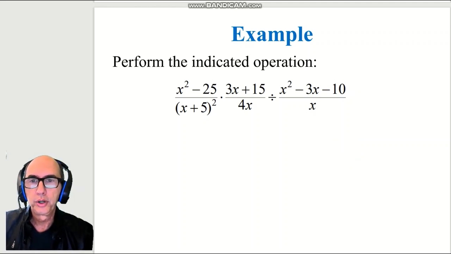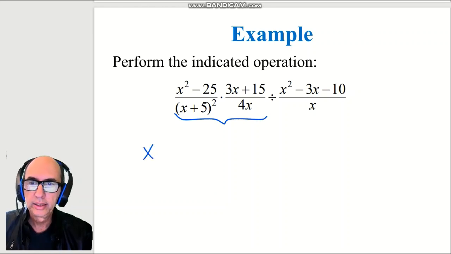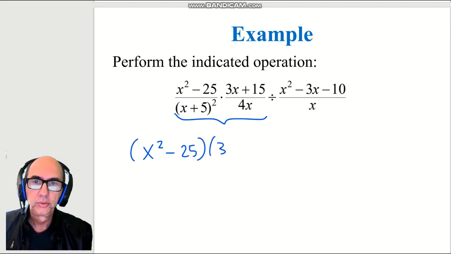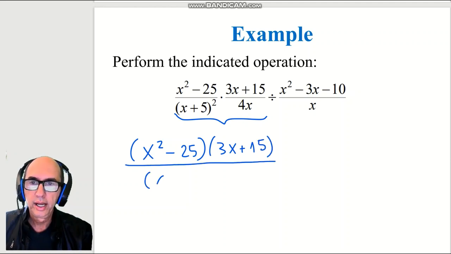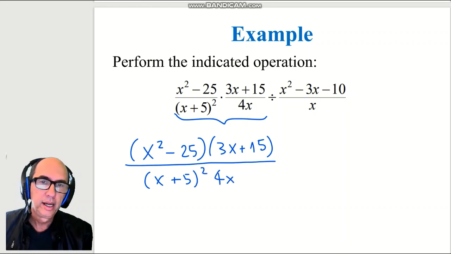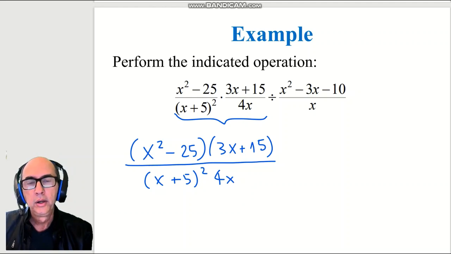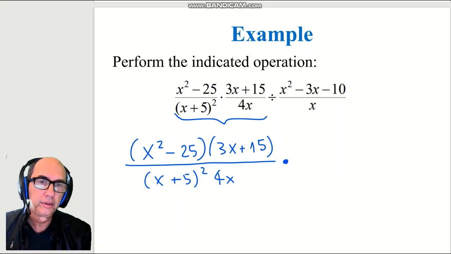You can also have, as in the next example, a combination of multiplication and division. You just have to work 2 by 2. You work the multiplication, (x squared minus 25) times (3x plus 15) over (x plus 5) squared times 4x. And next, we work the division. And for the division, we can use keep, change, flip, change into a multiplication, and flip or find the reciprocal of (x squared minus 3x minus 10) over x. This is the reciprocal.